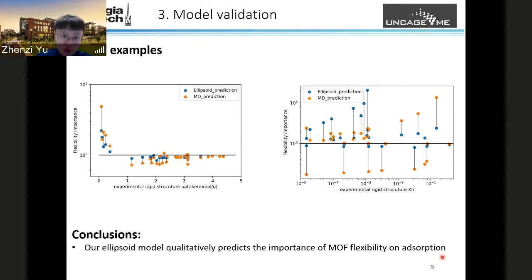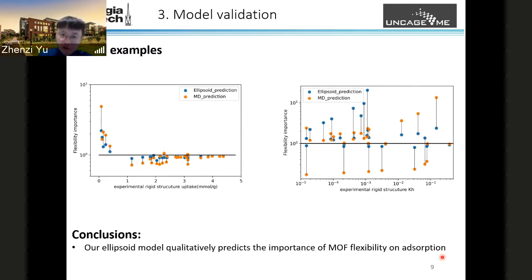All the blue points are the prediction of flexibility importance from the ellipsoid method, and the orange points are the prediction from the MD method. You can see these two methods usually have a quantitatively consistent prediction in terms of whether flexibility has a negative or a positive influence on the sorption properties.